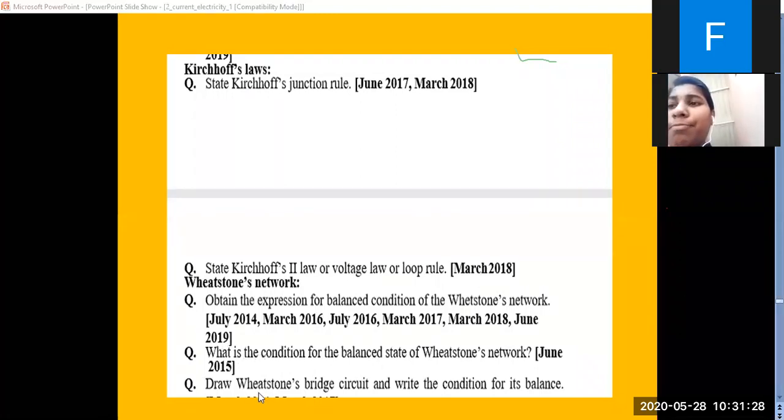Another way of asking the question is they can ask you to draw the Wheatstone's bridge and write the condition for its balance. So only the diagram can be asked for 2 marks. When we take Kirchhoff's laws, the statements of Kirchhoff's first law and second law are important. For Wheatstone's bridge, the diagram is important, the balancing condition is important, and then you will write the derivation. Those are also important questions you can learn from here.